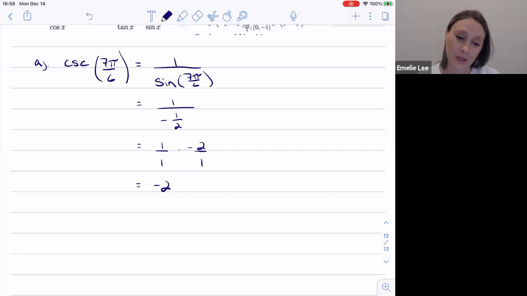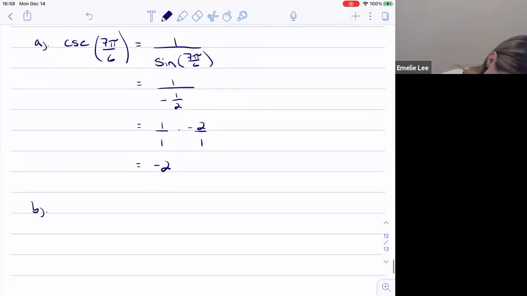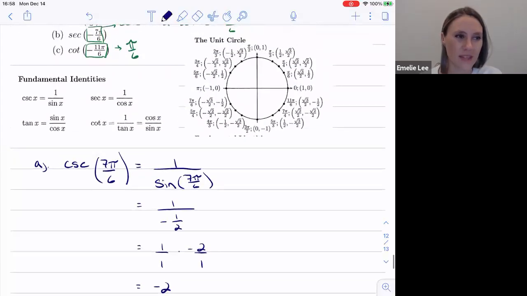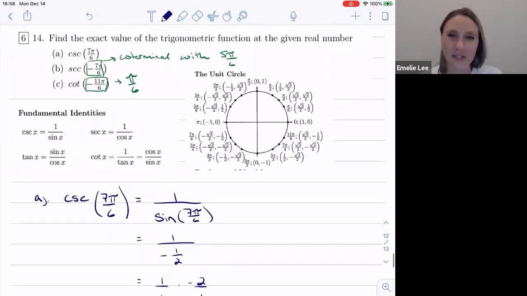Let's do B as well, and then I'll leave you to do the cotangent. The secant of negative 7 pi over 6 is the same as the secant of 5 pi over 6, right? Because we're at the same point on the unit circle. So it doesn't matter how you got there, whether you got there clockwise or counterclockwise. If you end up at the same point, you're at the same point, right?